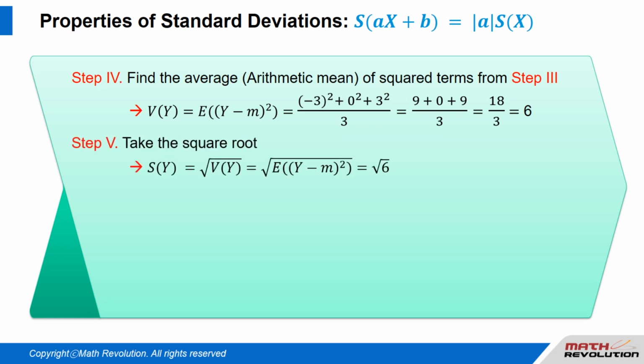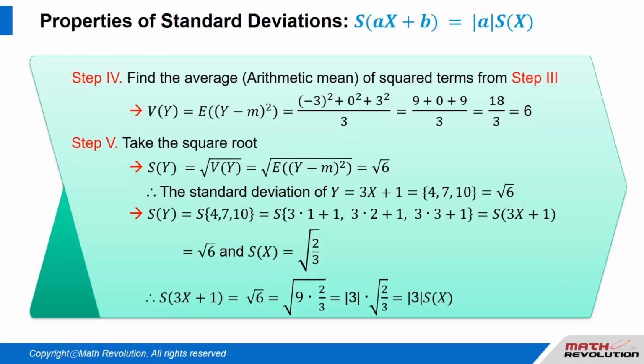Step 5. Take the square root. Standard deviation of y equals the square root of the variance of y, equals the square root of the average of (y minus m) squared, equals the square root of 6. Therefore, the standard deviation of set y equals 3 times x plus 1, which is 4, 7, 10, is the square root of 6.